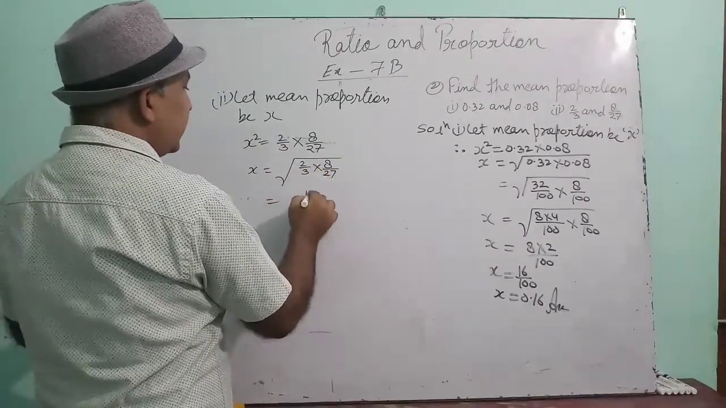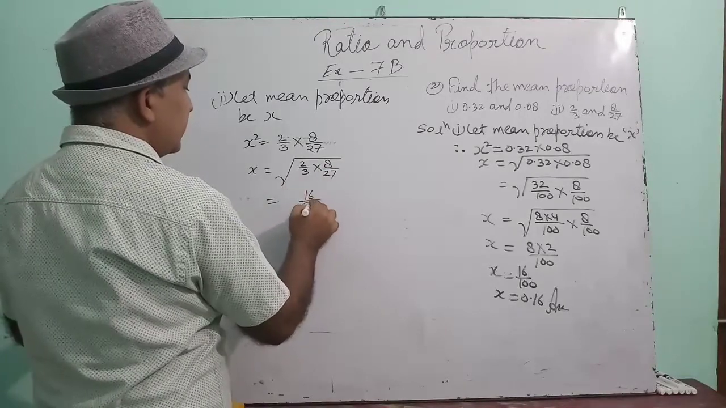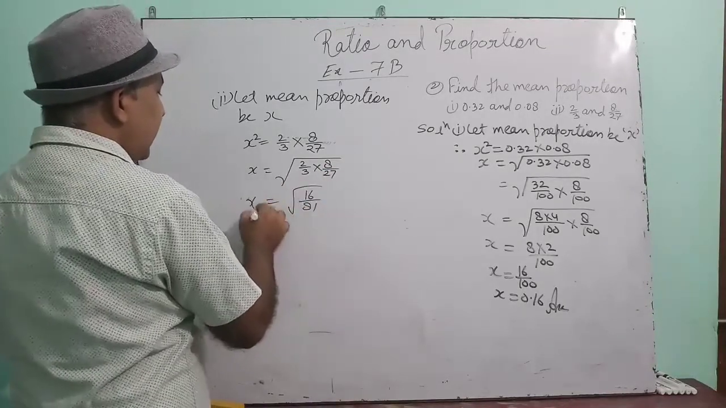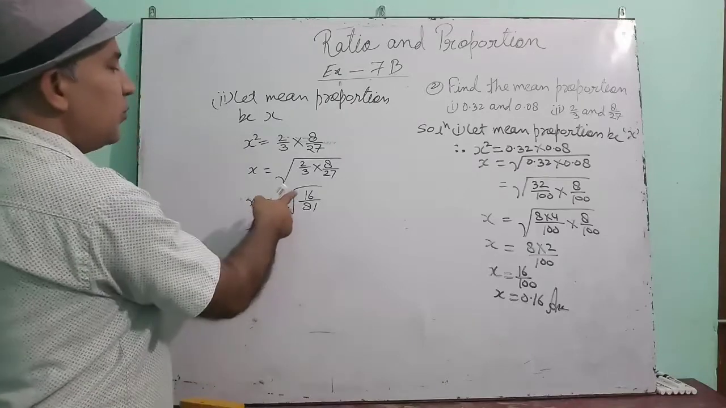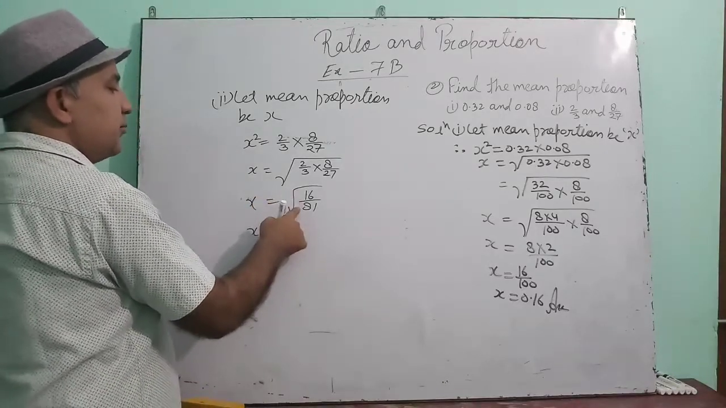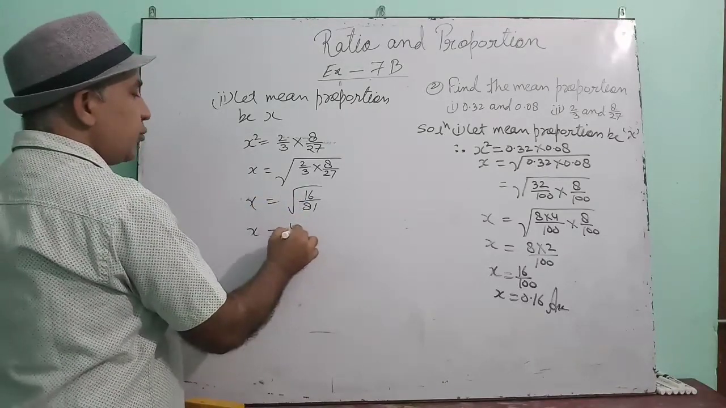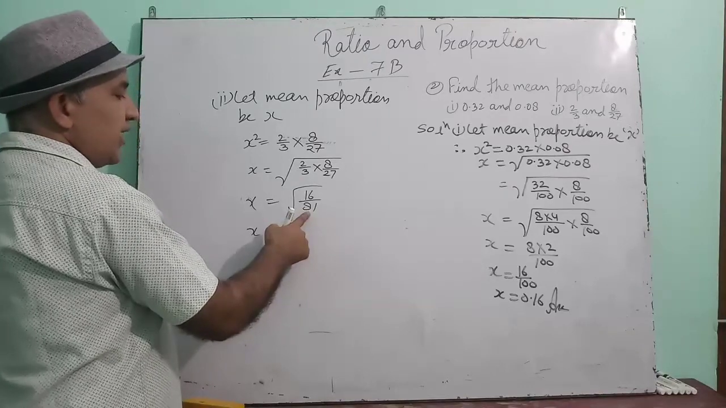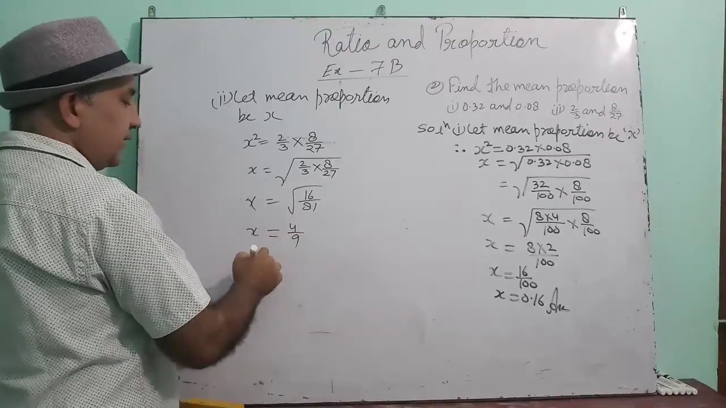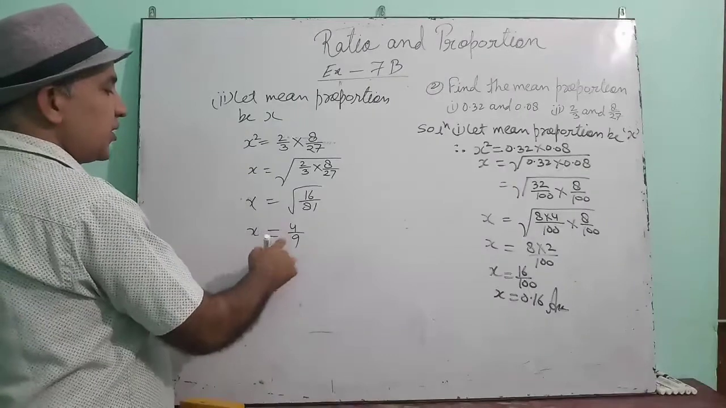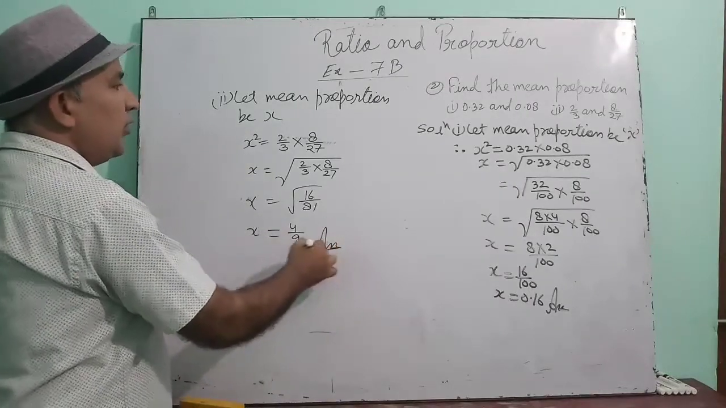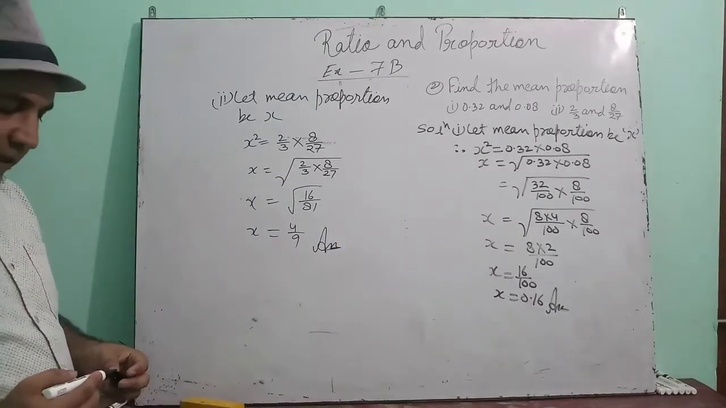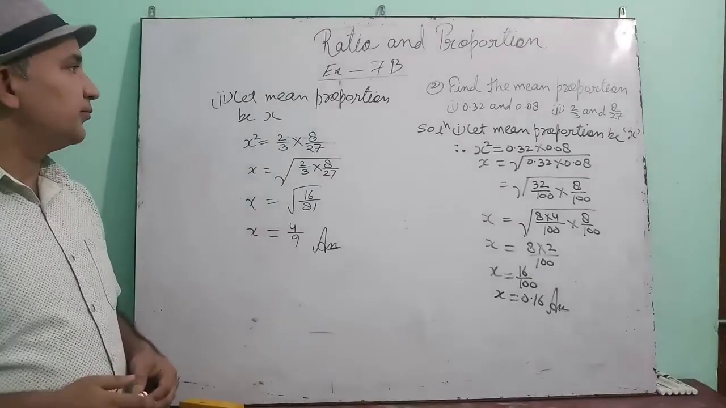We know that 8 into 2 is 16, 27 into 3 is 81. I have multiplied because we know the square roots of these numbers. The square root of 16 is 4, the square root of 81 is 9. That means the mean proportion is equal to 4 upon 9. Okay, note down these.